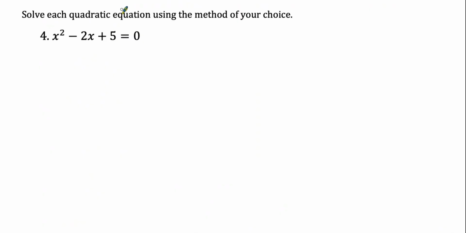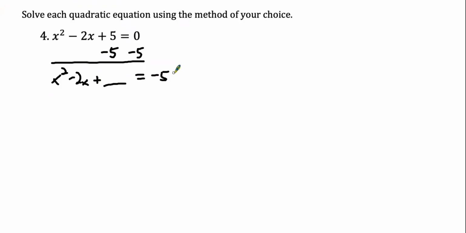On number 4, this one, I would probably complete the square. Since my leading coefficient is 1 and my b value is even, this is set up nicely to complete the square. So the first thing I will do is subtract my constant over to the other side. So I'll have x squared minus 2x, and then I'll leave my plus blank here on both sides.